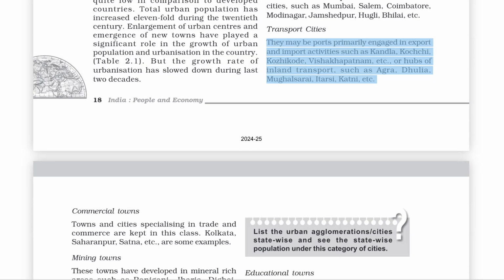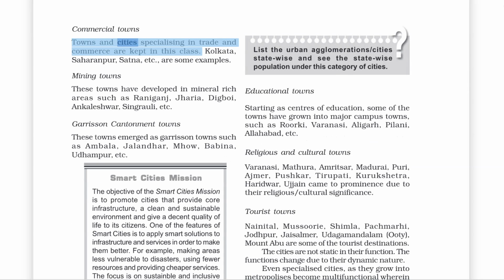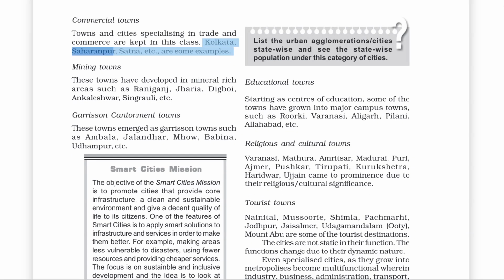Transport cities. They may be ports primarily engaged in export and import activities such as Kandla, Kochi, Kozhikode, Vishakhapatnam, etc., or hubs of inland transport such as Agra, Dhulia, Mughalsarai, Itarsi, Katni, etc. Commercial towns. Towns and cities specializing in trade and commerce are kept in this class. Kolkata, Saharanpur, Satna, etc. are some examples.